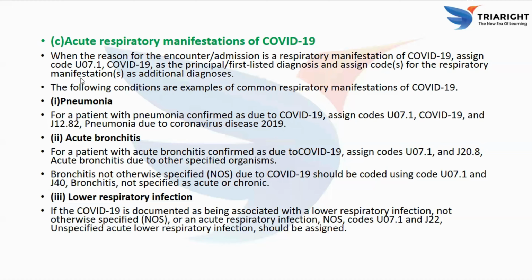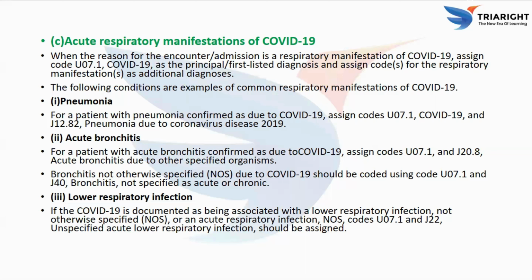So coming to the case of pneumonia. If a pneumonia is confirmed as due to COVID-19, what is the code you have to assign? U07.1 for COVID-19. Then you have to assign the code J12.82 for pneumonia due to coronavirus. There is an example. Documentation says COVID-19 pneumonia. So the principal diagnosis is the COVID code, then the manifestation is the pneumonia code.